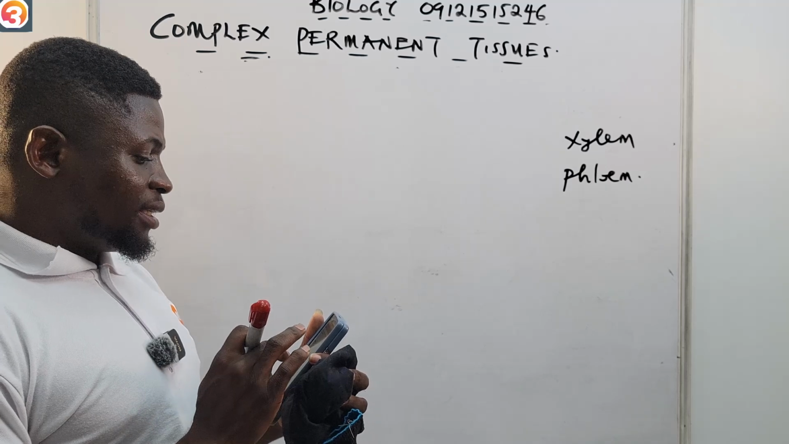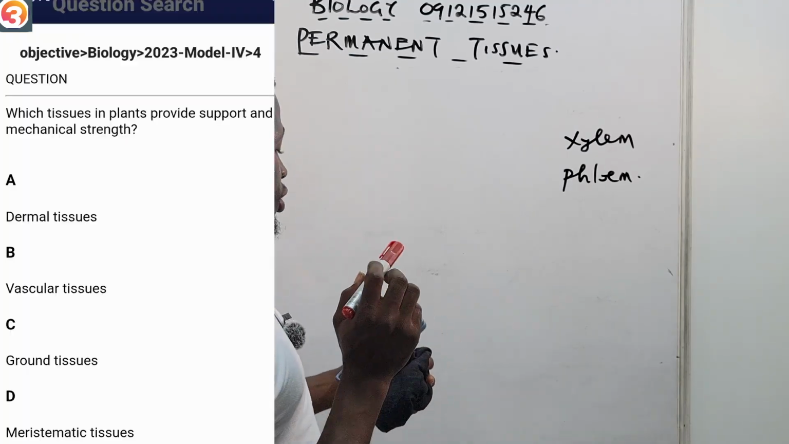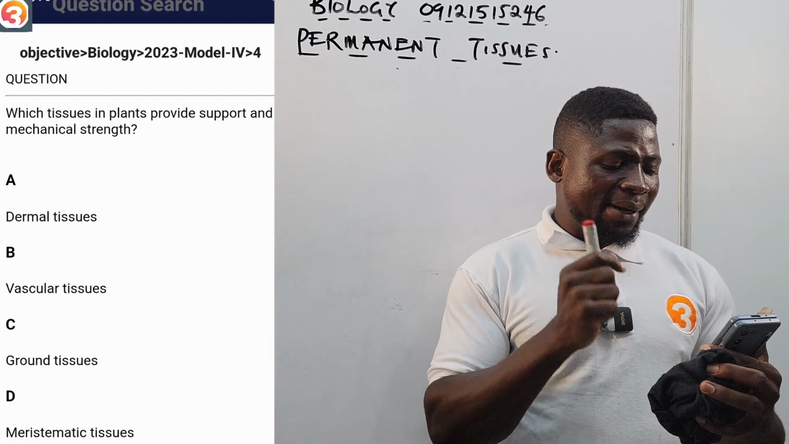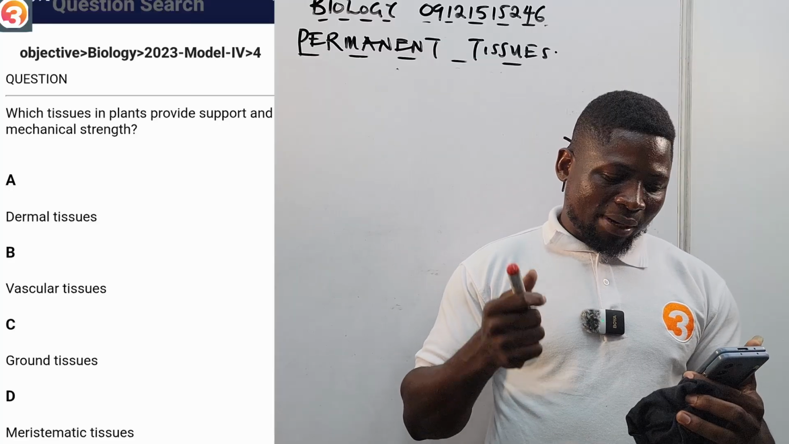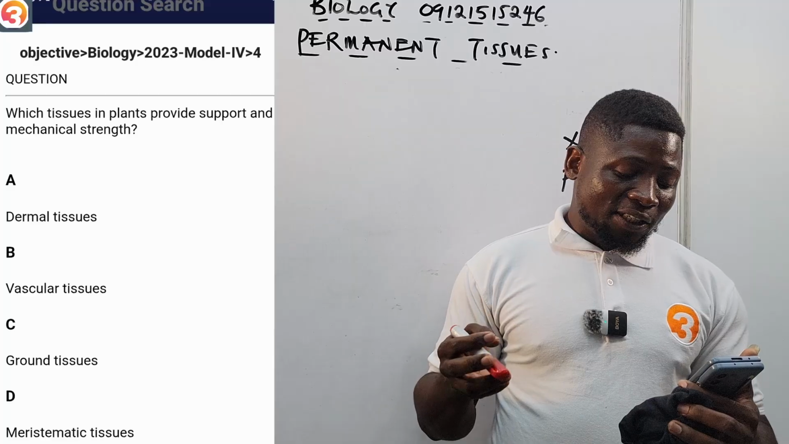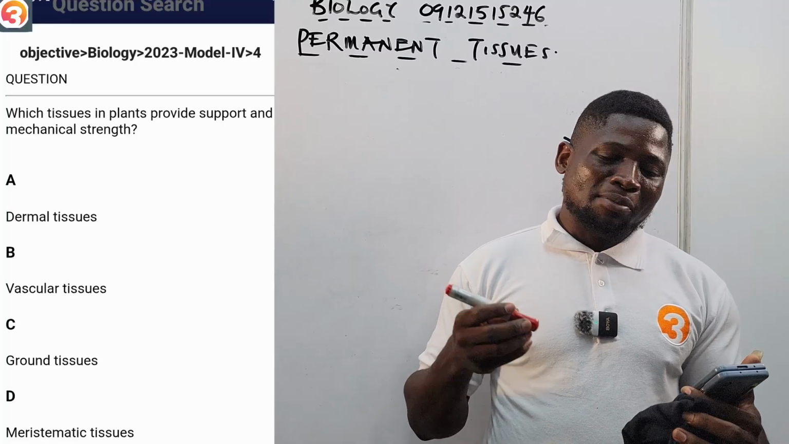This is 2023 question number 4. It has been shown on your screen this way. Which tissues provide support and mechanical strength? A says dermal tissues, B says vascular tissues, C says ground tissues, D says meristematic tissues.